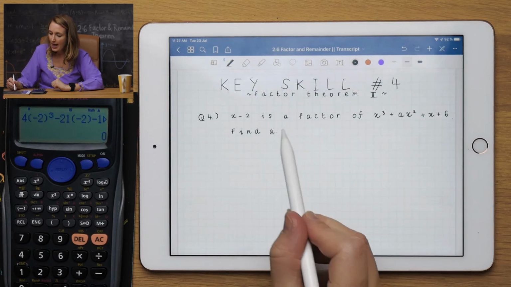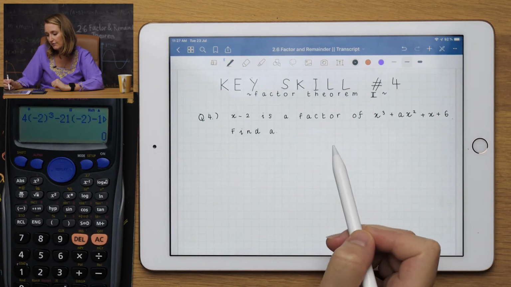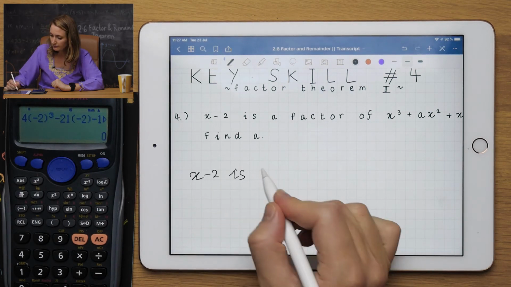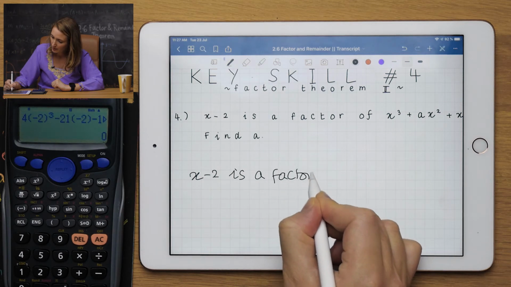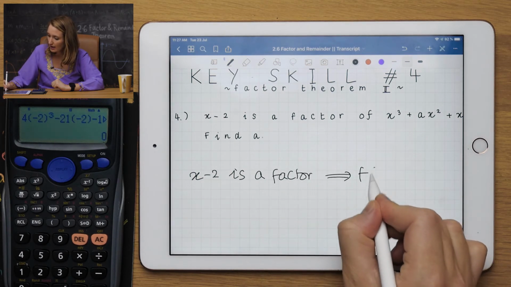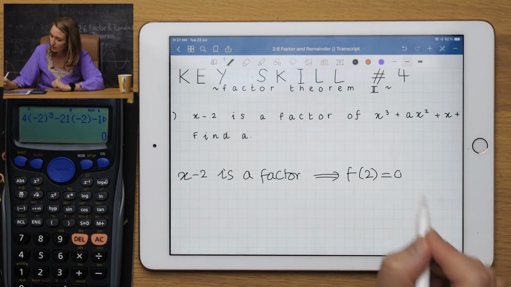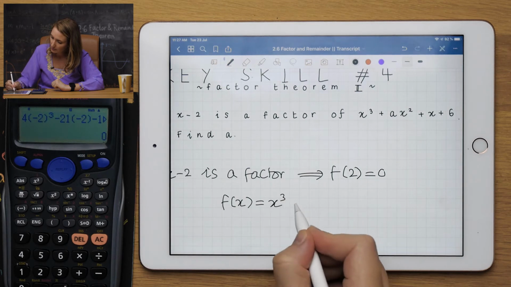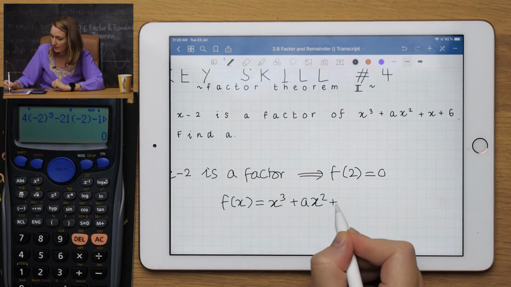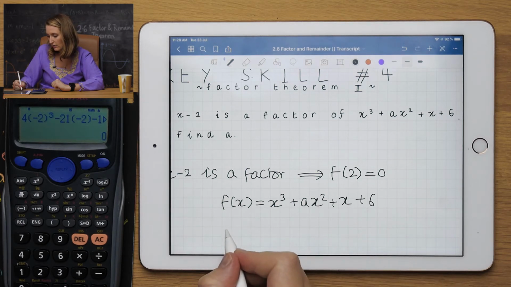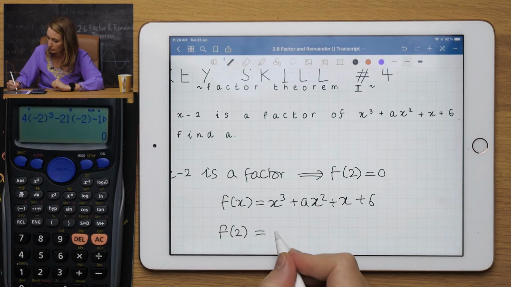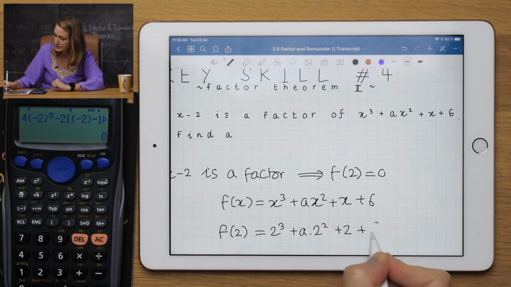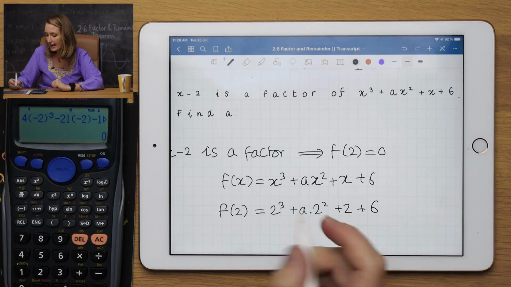Question 4, x minus 2 is a factor. We've been told that. Find a. Well, again, we can use the factor theorem and say if x minus 2 is a factor, that means that f of 2 has to be equal to 0. So we have f of x equals x cubed plus ax squared plus x plus 6. So f of 2 would be equal to 2 cubed plus a times 2 squared plus 2 plus 6, substituting 2 everywhere that we had x.